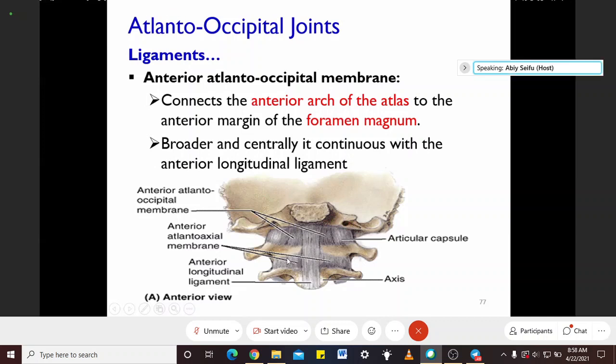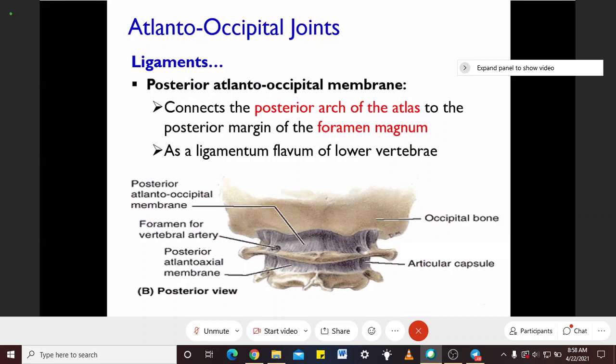And there is also another ligament, which is the anterior Atlantoaxial ligament. That means the continuation of the ligamentum flavum. The posterior Atlanto-occipital membrane connects the posterior arch of the atlas to the posterior margin of the foramen magnum.